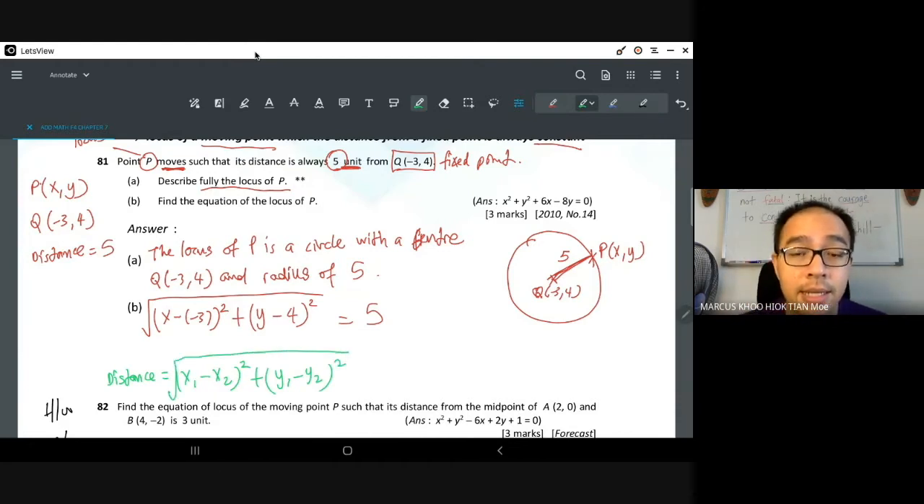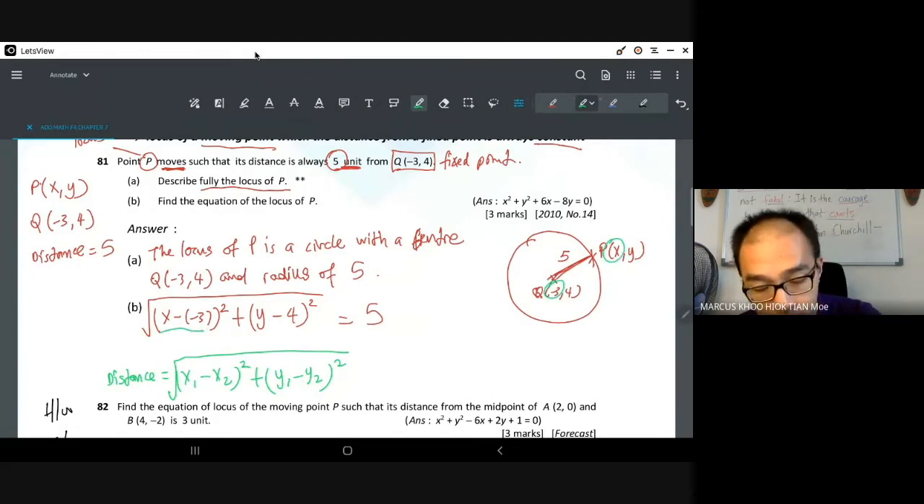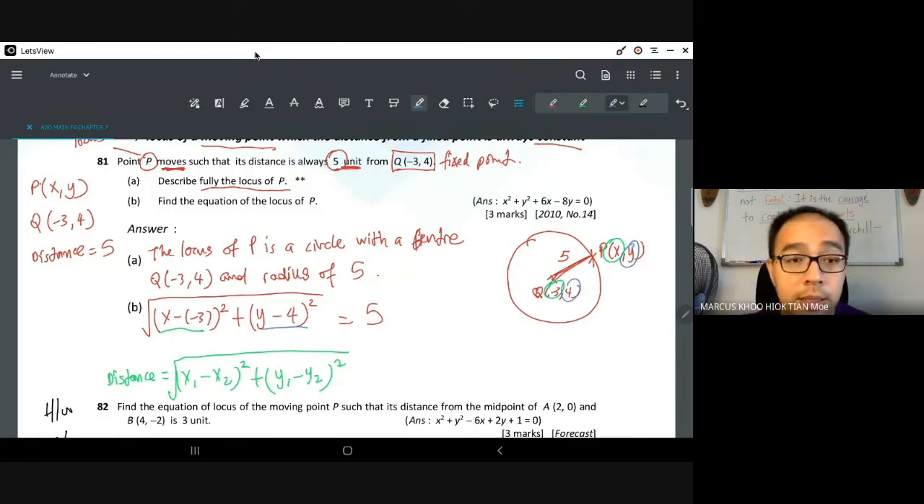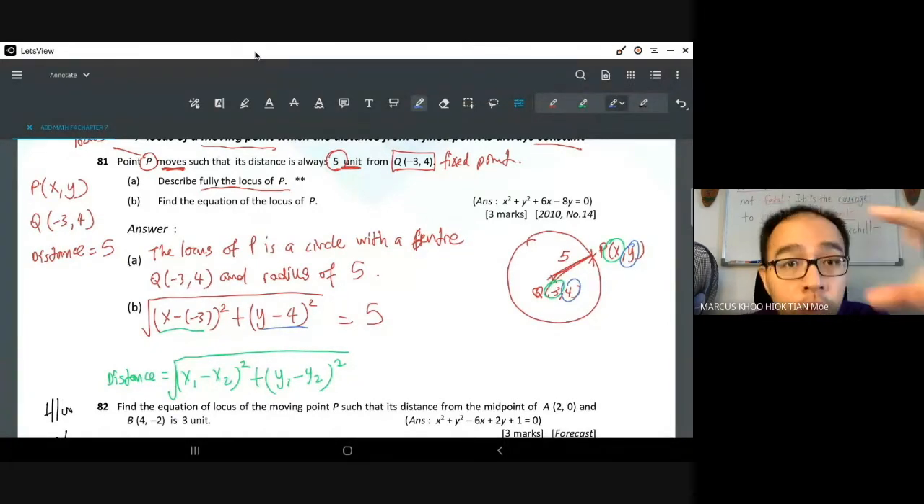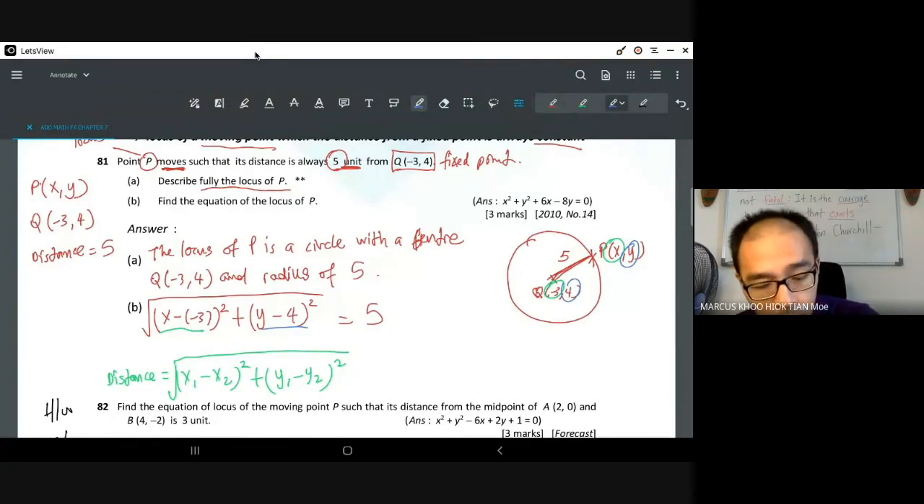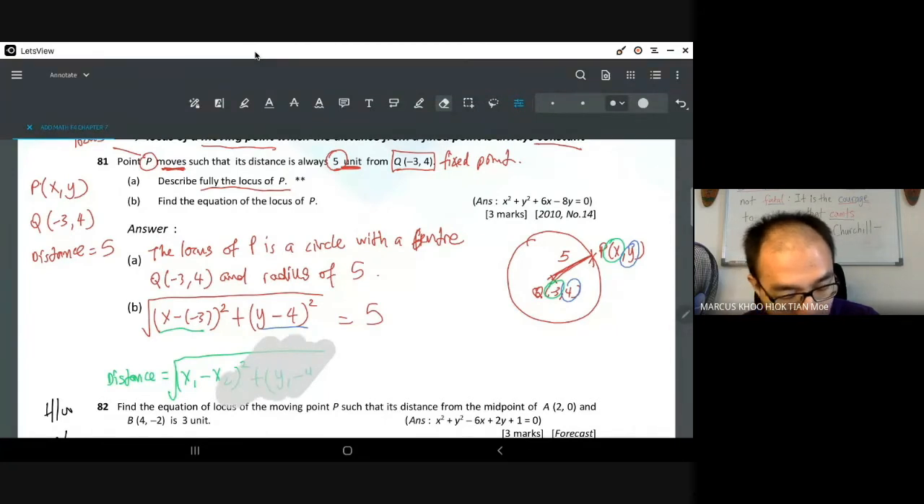Okay, and as I said before, the distance is between P, the locus, and the fixed point. That's why it's x minus -3 and y minus 4, like this. Okay, the whole thing squared, and you know that the radius is the distance. They already told you what the distance is. Once we get that, we can simplify this.